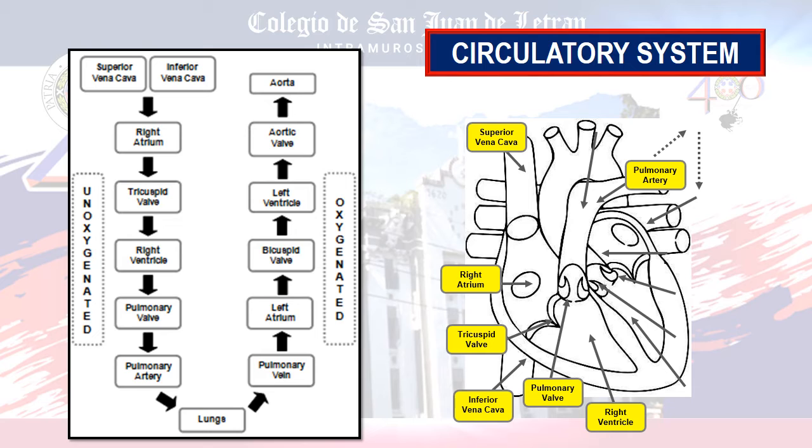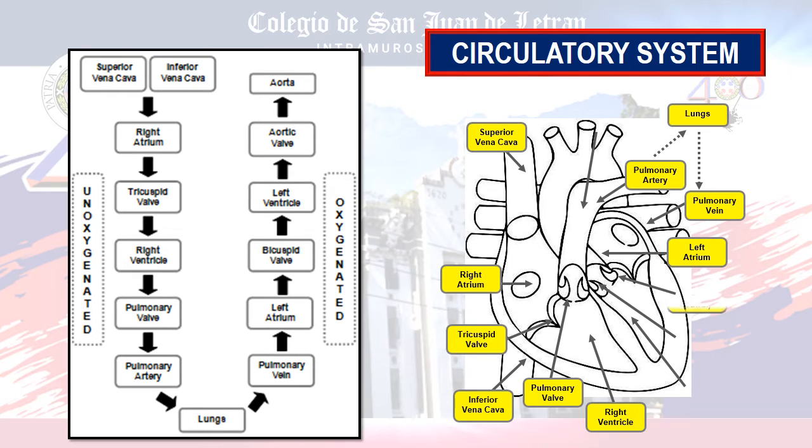The valve closes to prevent backflow of blood into the right ventricle. Blood from the pulmonary artery goes to the lungs, where it is then oxygenated. The pulmonary veins collect the newly oxygenated blood from the lungs and return it to the left atrium. Oxygenated blood enters the left atrium from the pulmonary circulation via the pulmonary veins.